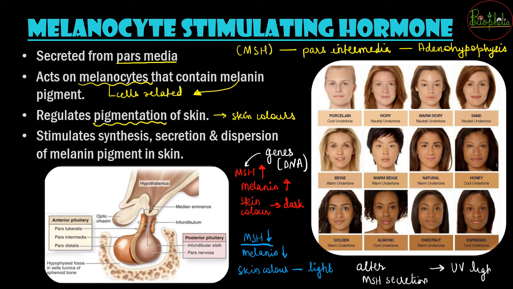So UV light की वजह से the secretion is going to increase, and that will give you the tanning of the skin that occurs. So ज़्यादा देर तक धूप में रहने पे जो skin काली पड़ती है, that is going to be because of the UV light coming into your body and stimulating the melanocytes for releasing more pigments into your body. So that is about the melanocyte stimulating hormone.